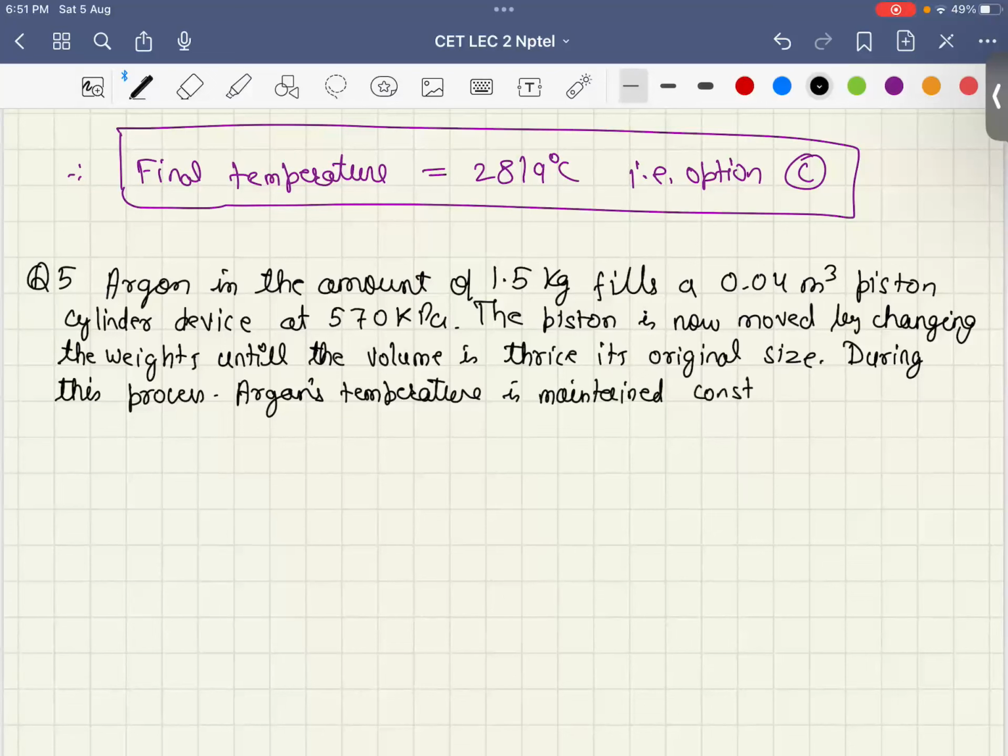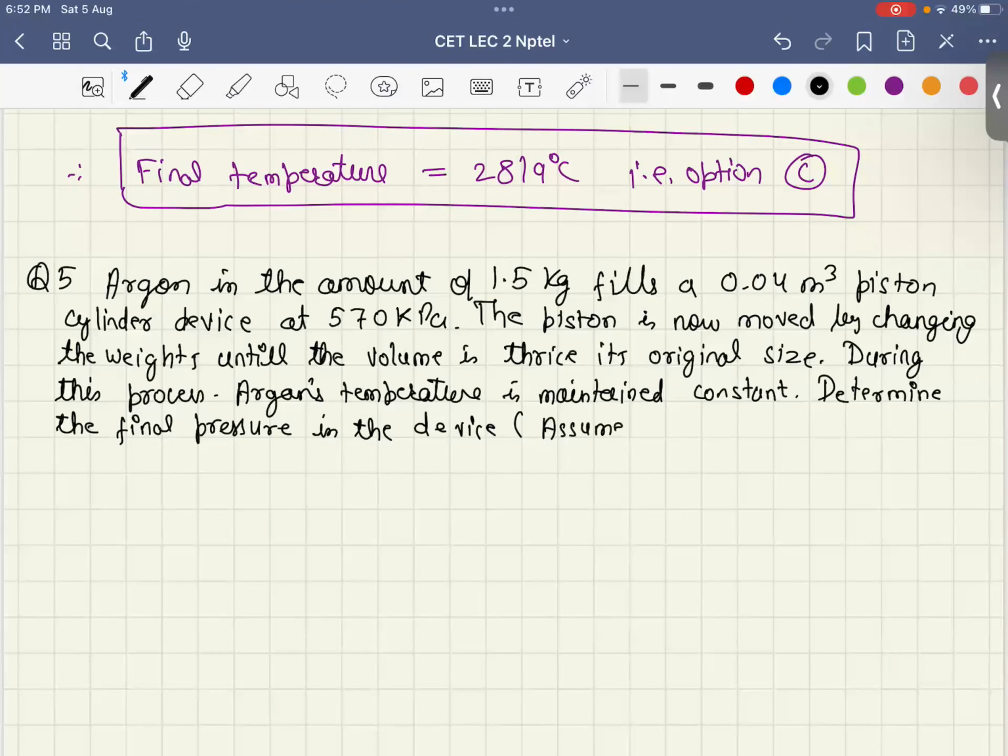In the previous case, the temperature was going to vary, but the pressure was remaining constant. Whereas in the present case, the temperature is going to remain constant. Determine the final pressure in the device. So again, you have to assume argon as an ideal gas.